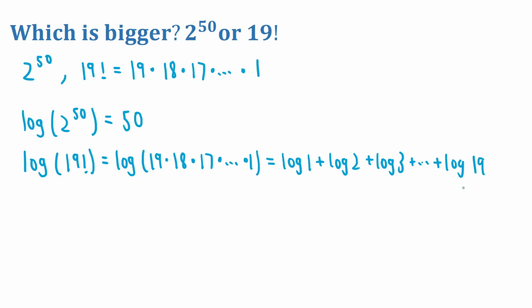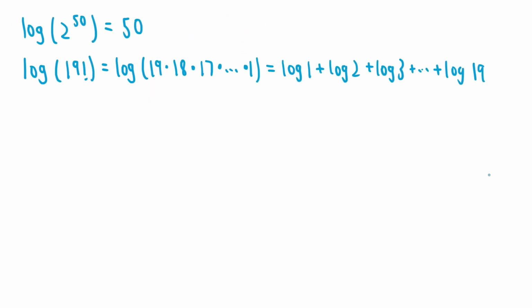So let's examine the expression log of 1 plus log of 2 plus log of 3 until plus log of 19 to determine how it compares with 50. For example, if the expression is greater than 50, then we can infer that the original 19 factorial expression is greater than 2 to the power of 50. And of course, we should remember that this is all the logarithm of base 2 and not base 10, which is crucial. Here's what we can do with all of these log terms.